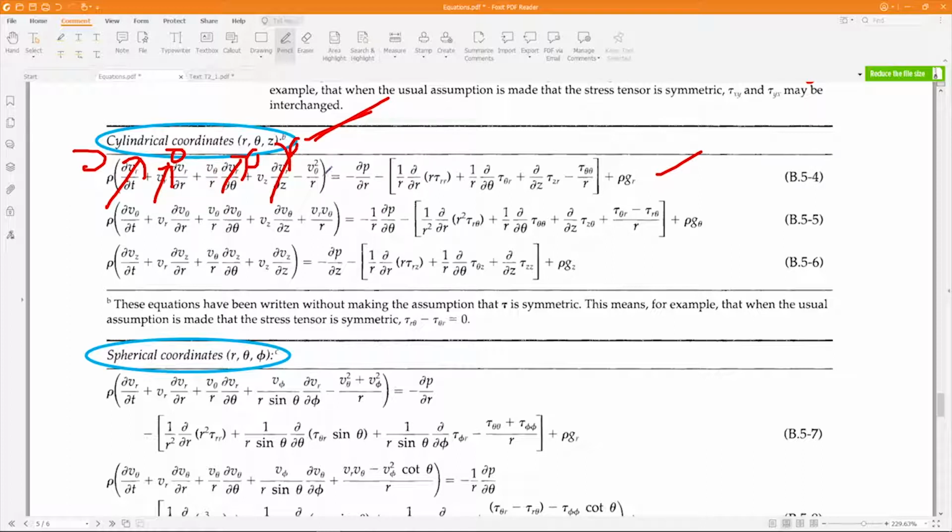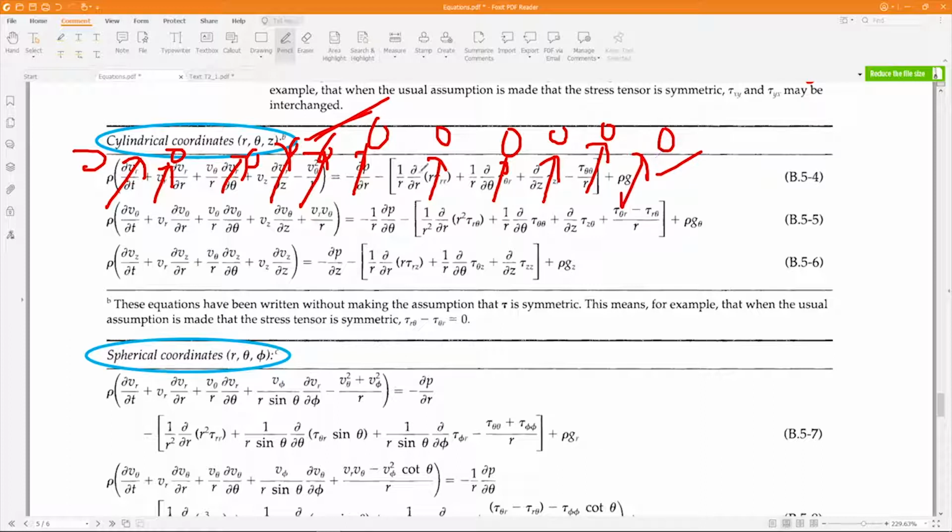VR is 0. This is V theta, right? V theta is also 0 because there is no rotation, 0. Pressure, there is no change, the pressure gradient in the radial direction is 0. Again, tau r will be a function of VR, right? So VR is 0, so the whole thing will be 0. Again, VR will be involved, so this will be 0. Again, there is a VR term, so 0. Tau theta theta also includes V theta, which is 0. There is no gravity in the radial direction, 0.